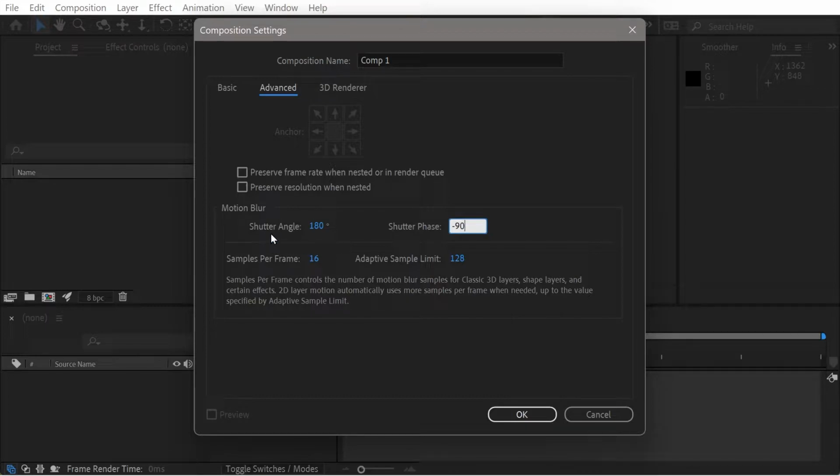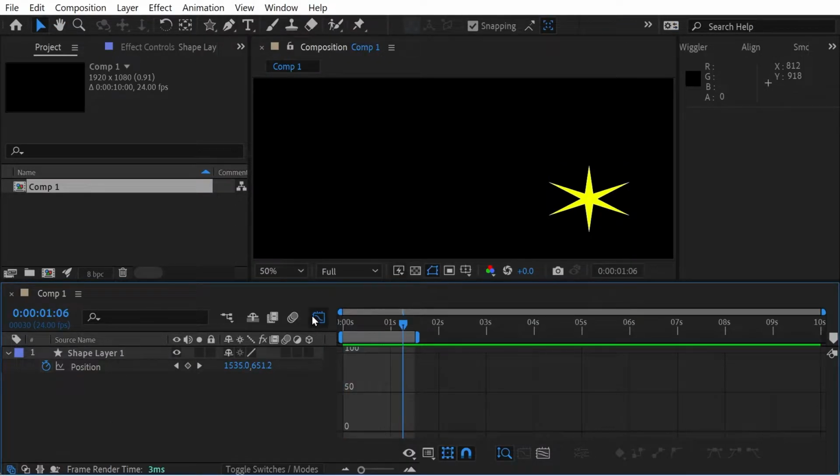Typically with motion blur, the normal, I believe, is shutter angle is 180, and then you want half of that and then do a negative on that. So if it was 300, it would be minus 150 for the shutter phase. That seems to be the sort of thing you can do. Samples per frame, I'm going to actually bump that up. All right.